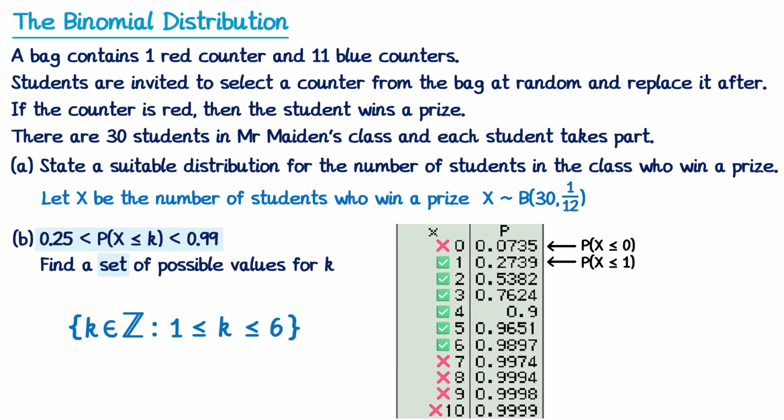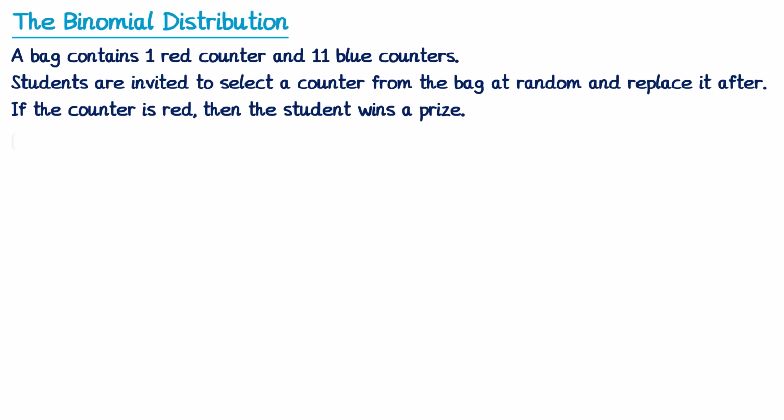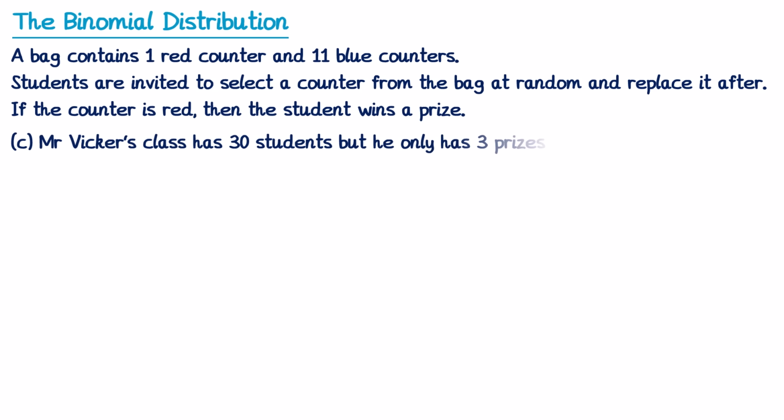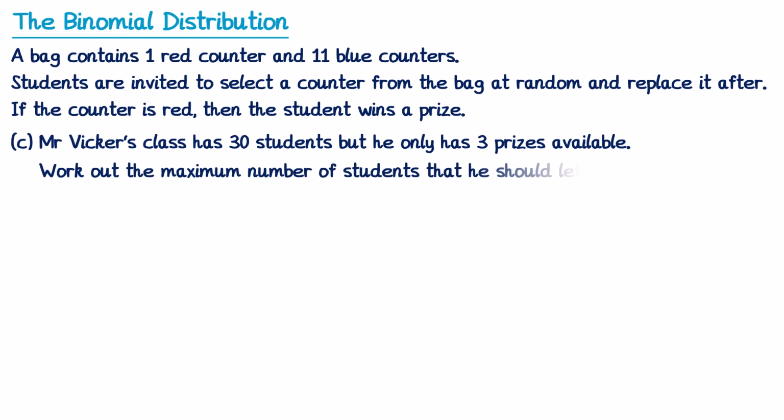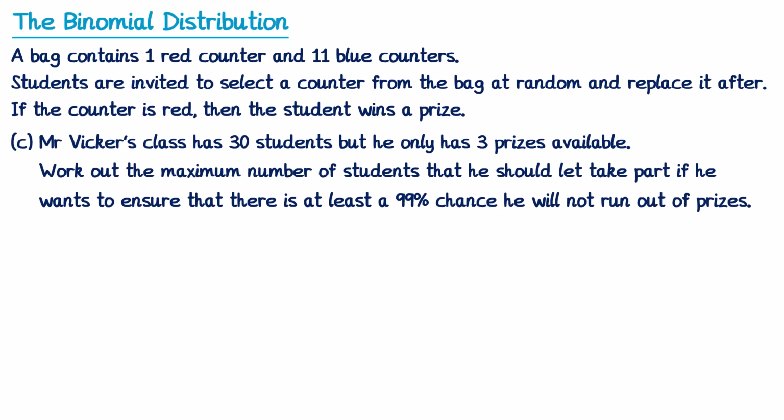For part C of this question, we're told that Mr. Vickers' class has 30 students, but he only has 3 prizes available. We need to work out the maximum number of students that he should let take part if he wants to ensure that there's at least a 99% chance he'll not run out of prizes.